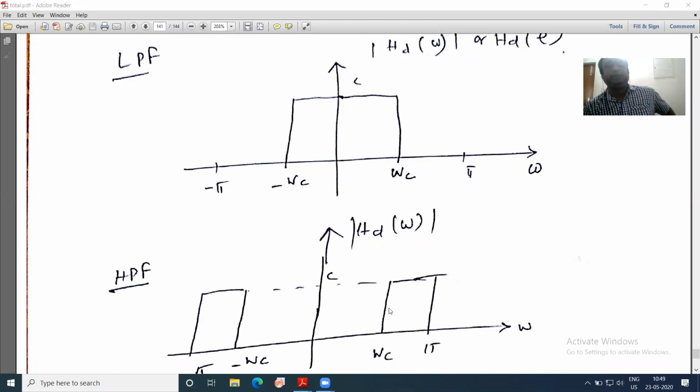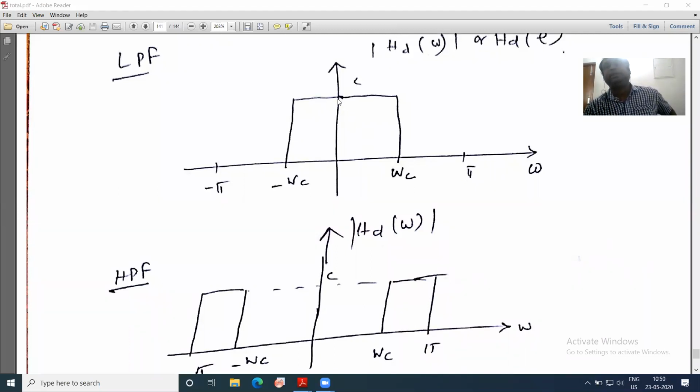But this is ideal in the sense that the cutoff is very sharp, because immediately before omega c the filter response is ideally 0, and immediately after omega c it becomes c. In practical filters, that cannot happen. This requires a sharp cutoff. A sharp cutoff cannot be achieved by practical circuits, practical digital circuits or practical analog circuits. Therefore this is ideal, right?